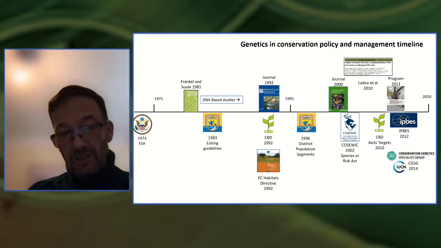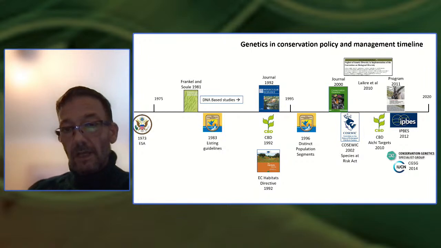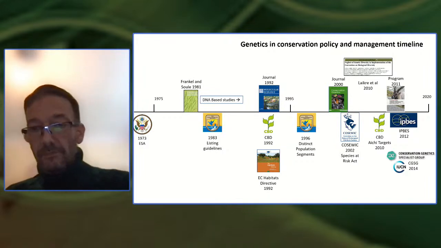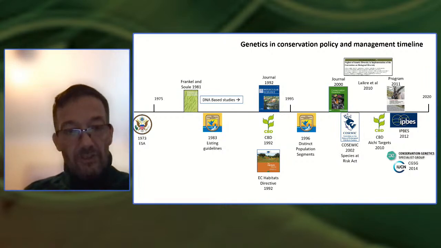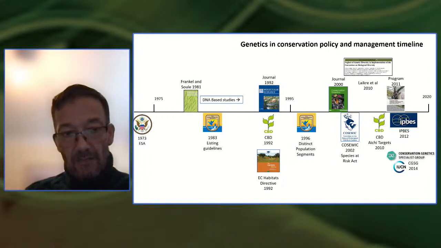And so at that point, it became clear that genetics may have a role, to the extent that by the year 2000, the journal Conservation Genetics had actually begun. Having said all of that, lots and lots of papers were published, really interesting papers in and around the use of genetics in conservation, but they were largely not being taken up when it came to management and policy.